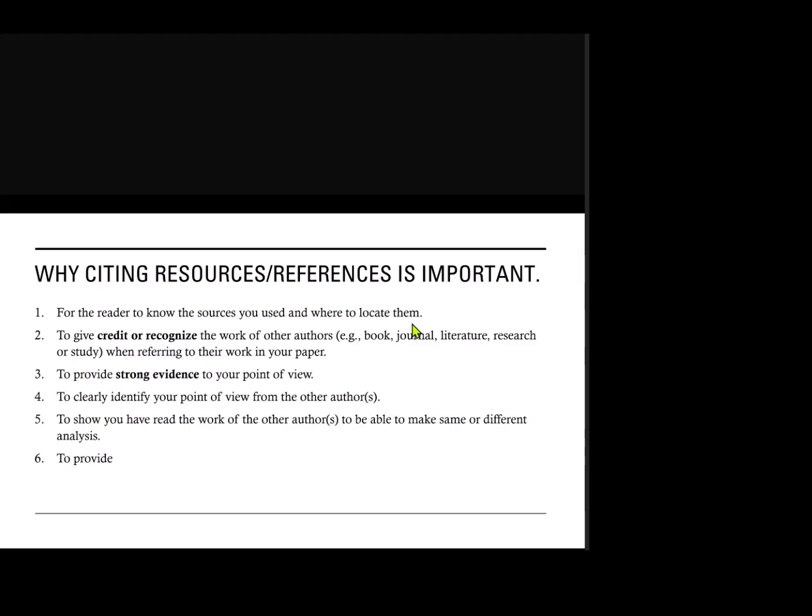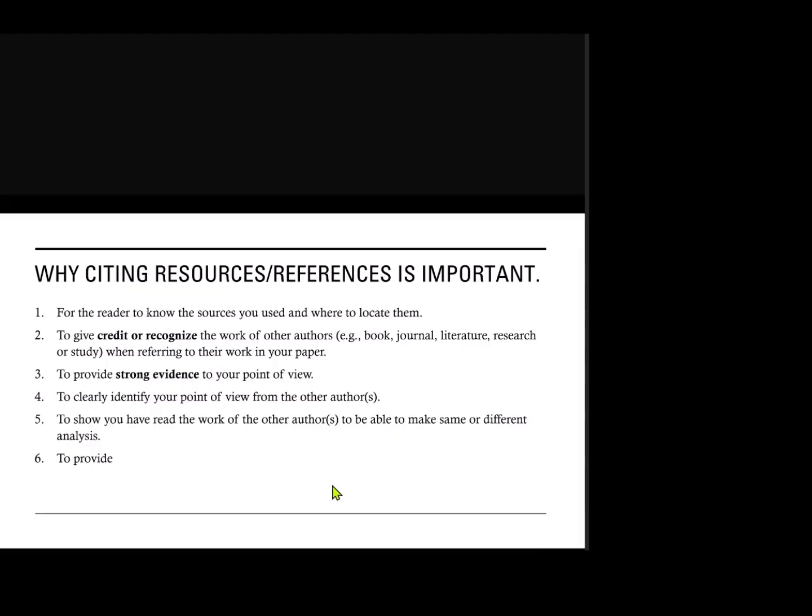And again, it goes back to being able to provide strong evidence for your point of view. When I say strong evidence, I mean that it's not something that you just pulled out of the top of your head to write down on a piece of paper. We want to know that your ideas and concepts were developed based on evidence or papers or research or literature that you have read. So this is one of the main reasons, to provide strong evidence. And also when you write something, it's to separate your ideas from that of the author of the article, research paper, or book that you read.